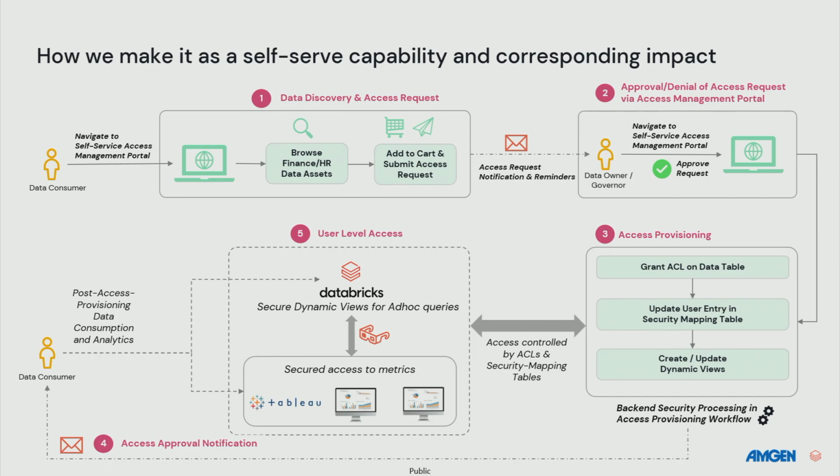Based on approval or rejection, the backend job, which is on our Kubernetes platform, runs a job in Databricks, which in turn updates any ACLs that need to be updated, any security mapping that needs to be updated, or adds our users into the different Databricks groups that we have created. And that's it. Once that is done, another email is generated back to the requester, where they can go back and start accessing the data.